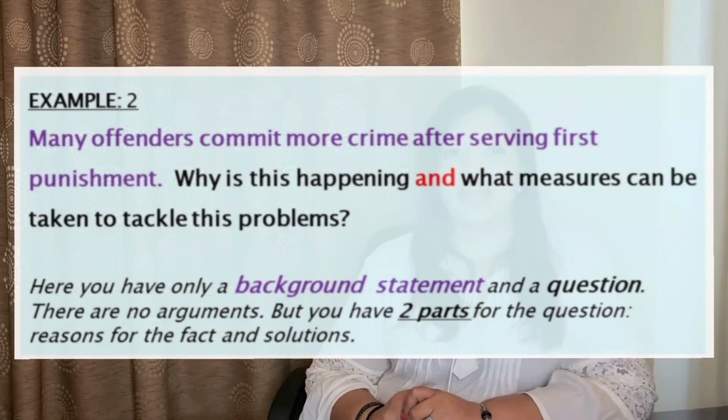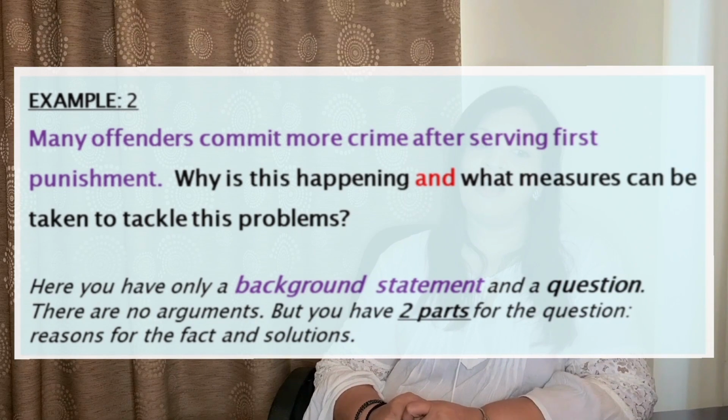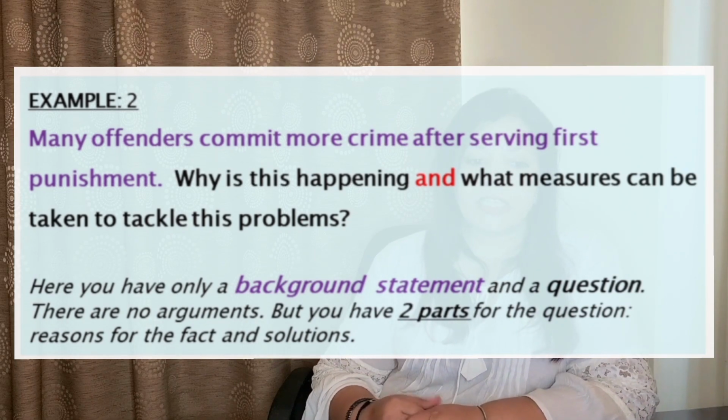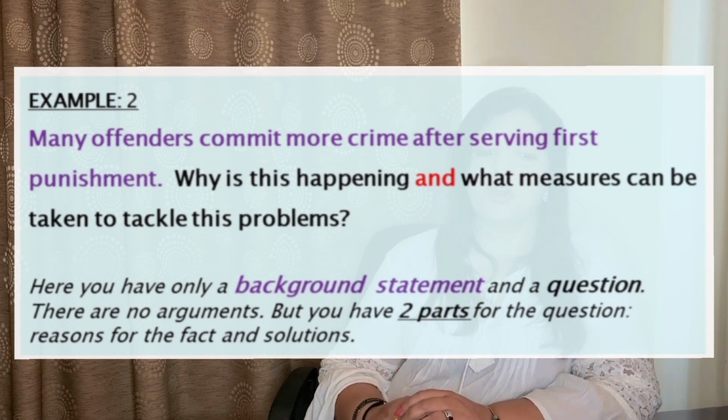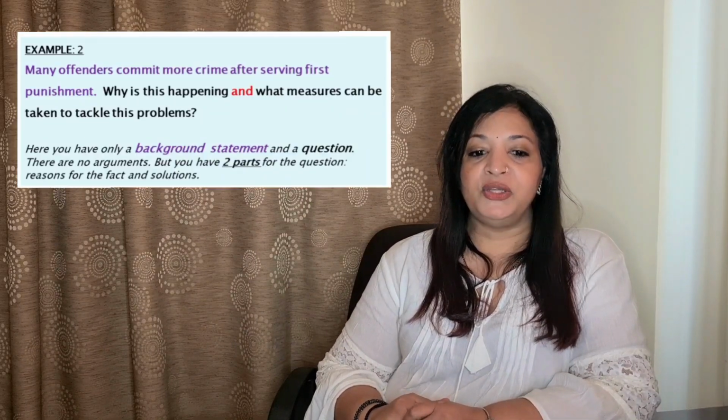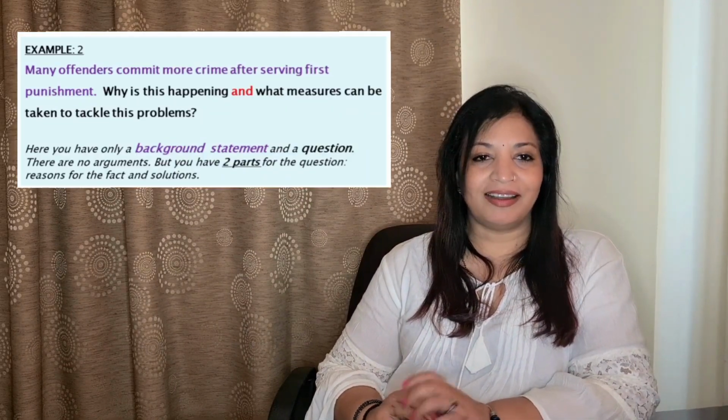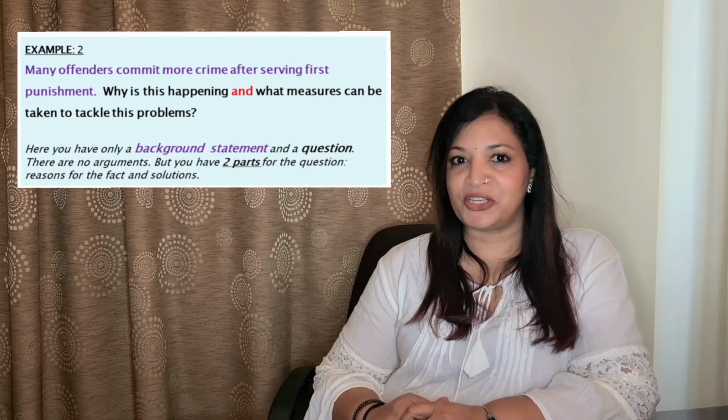Now let's look at another example. You have the second example there. Many offenders commit more crime after serving first punishment. Why is this happening? And what measures can be taken to tackle this problem? Here in this question, you have a background and you have a question. Arguments are not present in this question.